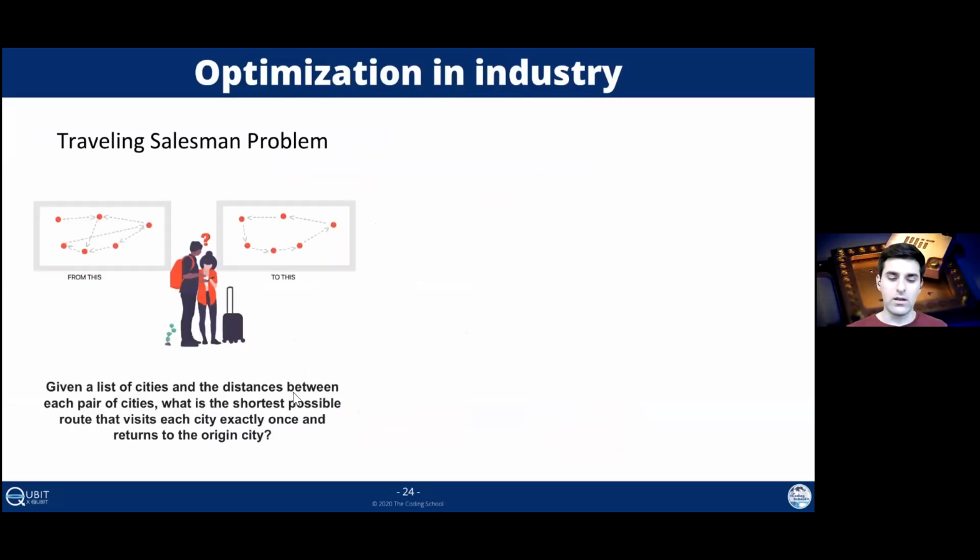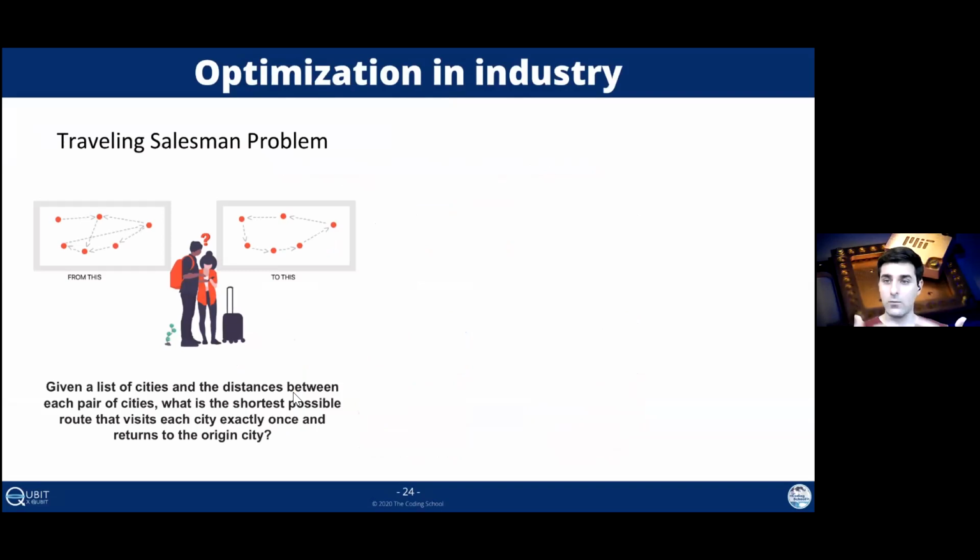in the real world. One famous optimization problem is the traveling salesman problem, which is that given a list of cities and distances between each pair, what is the shortest possible route to visit each city exactly once and then return to the city of origin?